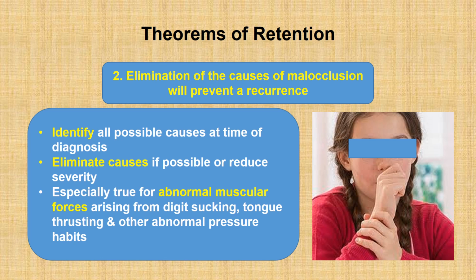Now, the second theorem of retention is elimination of the causes of malocclusion will prevent a recurrence. As I have already mentioned, we need to identify all possible causes or etiology at the time of diagnosis, and these causes must be eliminated if possible or reduced in severity. Now, this is especially true for abnormal muscular forces arising from habits such as digit sucking, tongue thrusting, and other abnormal pressure habits.